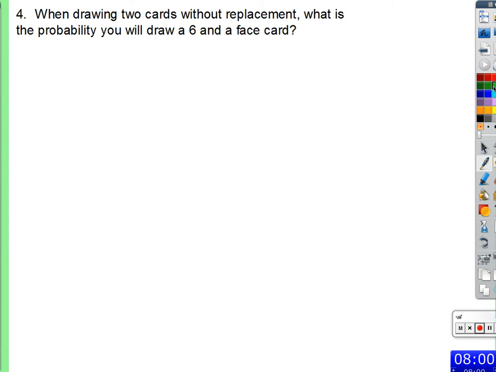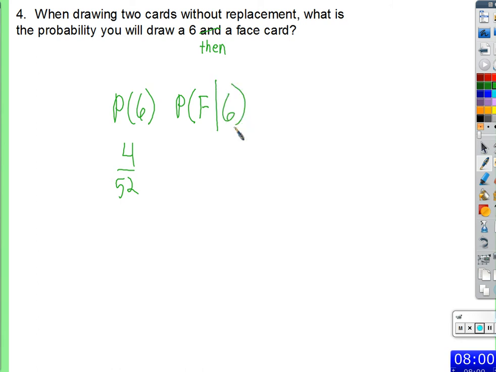When you draw two cards without replacement, you don't put them back, what is the probability you will draw a 6 and then a face card? Read 'and then', because two things are happening, one right after the other. So what's the probability of a 6? 4 out of 52. What's the probability of getting a face card? When you don't replace it, you have to say given that you already got a 6. 12 out of 52.